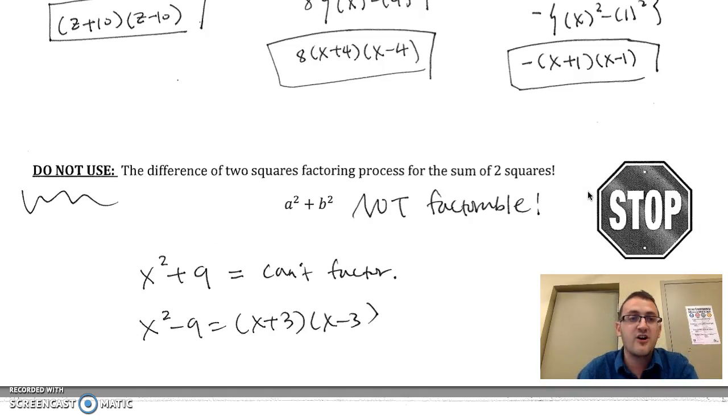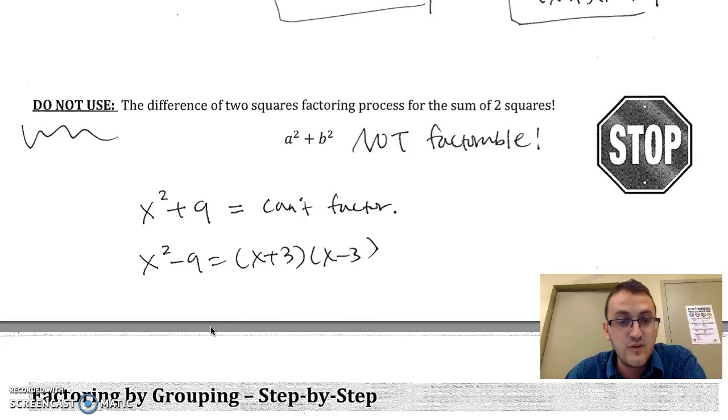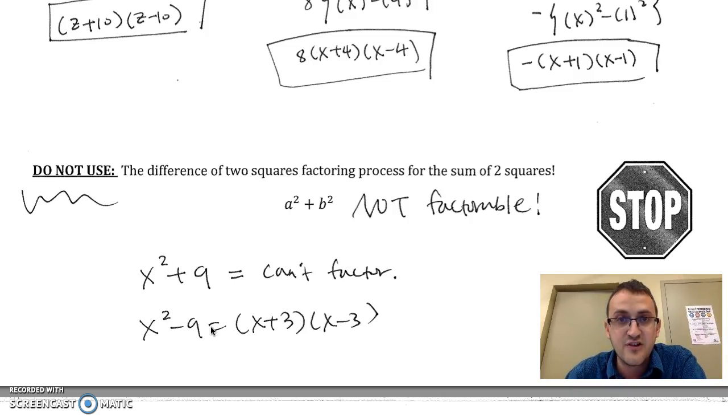Now, here's a word of caution. This is a do not use advisory. Stop. If we have a sum of two squares, there is no such thing as a sum of two squares. So you cannot use the difference of two squares formula for x squared plus 9. And in fact, if you try to factor it using the ACB chart, it is not factorable. So do not use or ever use the term sum of two squares. However, if we have x squared minus 9, we can use the difference of two squares.